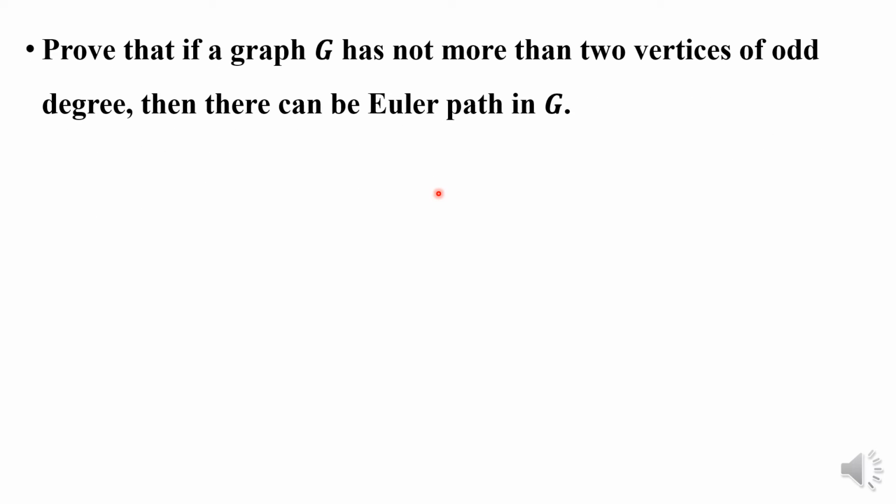Now an important theorem. Prove that if a graph G has exactly two vertices of odd degree, then there can be an Euler path. So if in a graph you have not more than two, exactly two vertices of odd degree, then surely in that graph you will have an Euler path. Once again, if in graph G only two vertices are of odd degree, then in that graph surely you will get an Euler path.